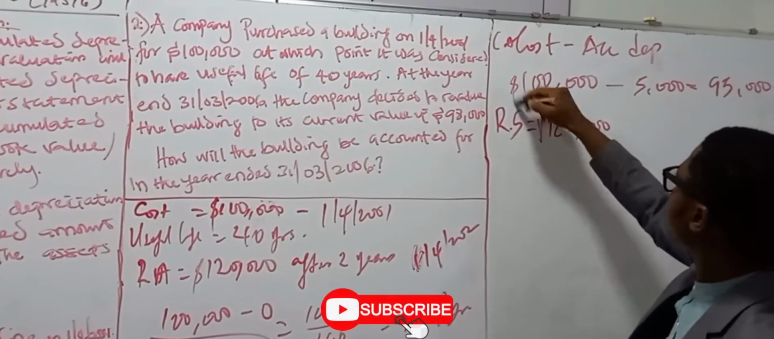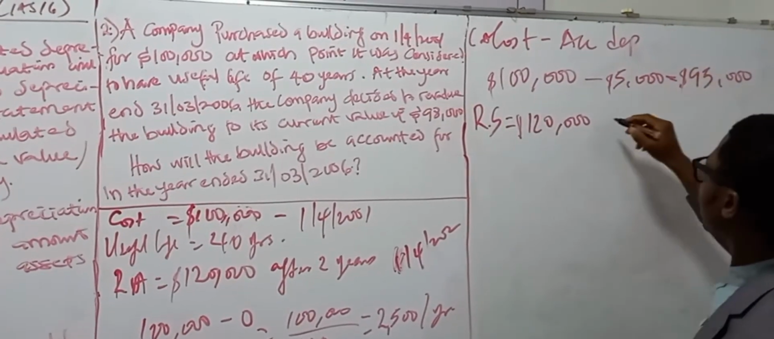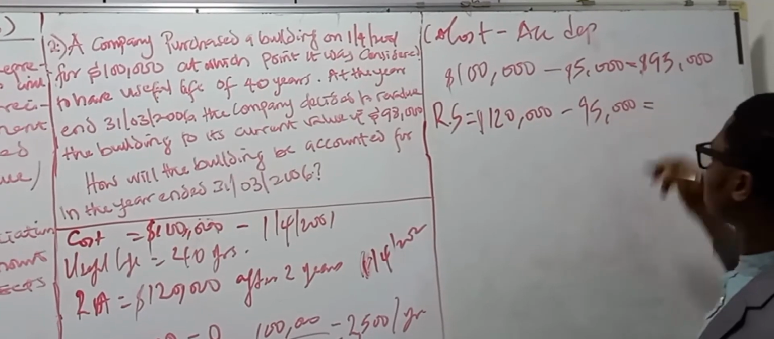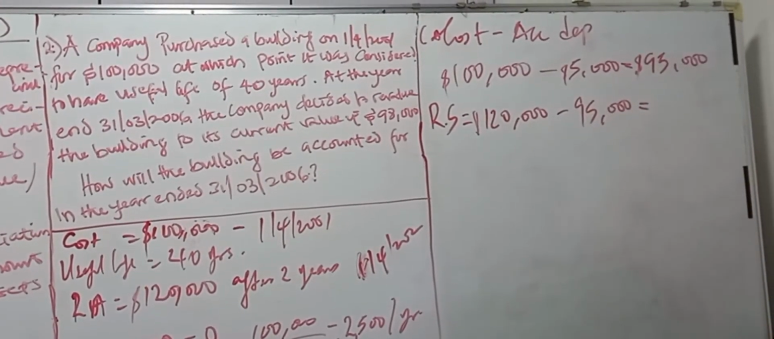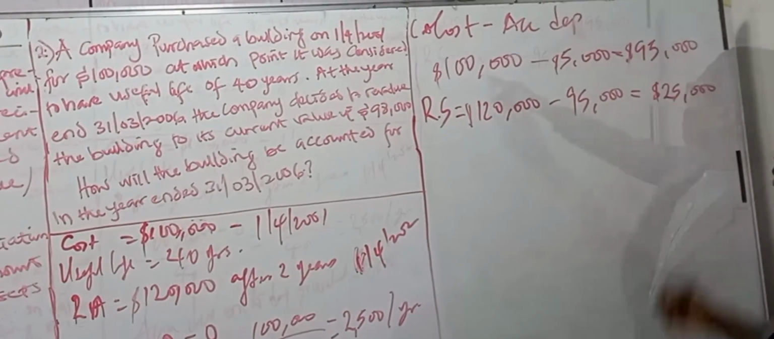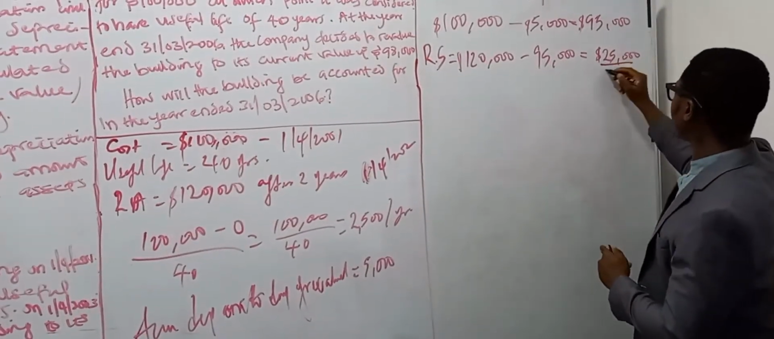$120,000 minus carrying amount of 95,000. What is the revaluation surplus? $25,000. This is our revaluation surplus.